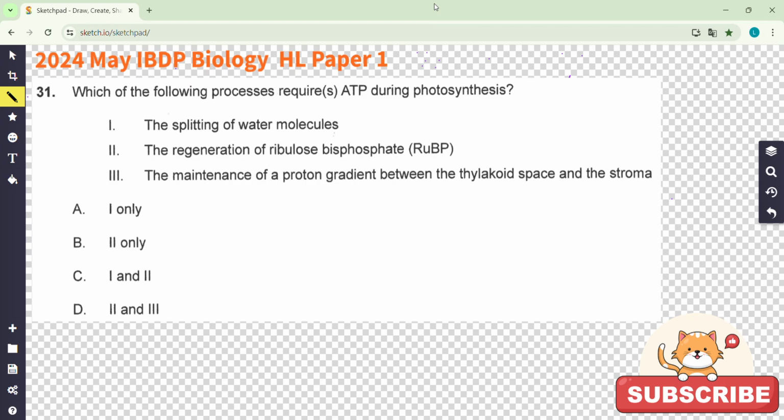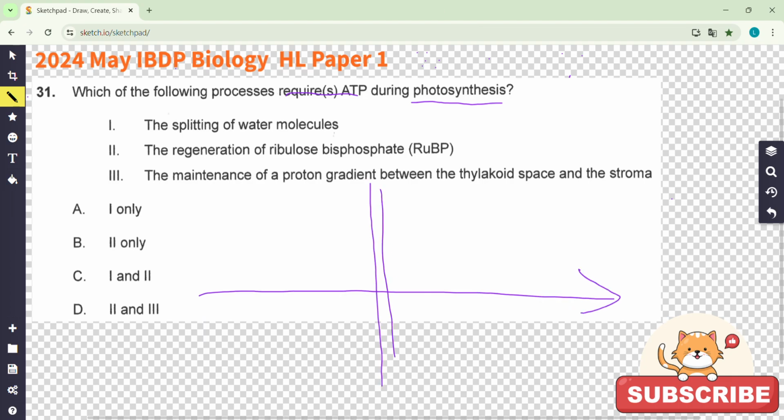Okay, good. Let's talk about which one requires ATP in photosynthesis. You know, photosynthesis is a long journey, so we split it into two parts. One is the first part, where the light appears, so we call it the light dependent part, and the other part is the light independent part.